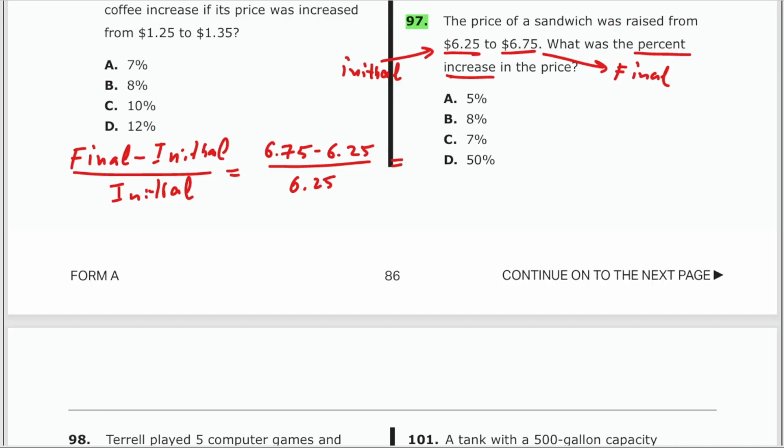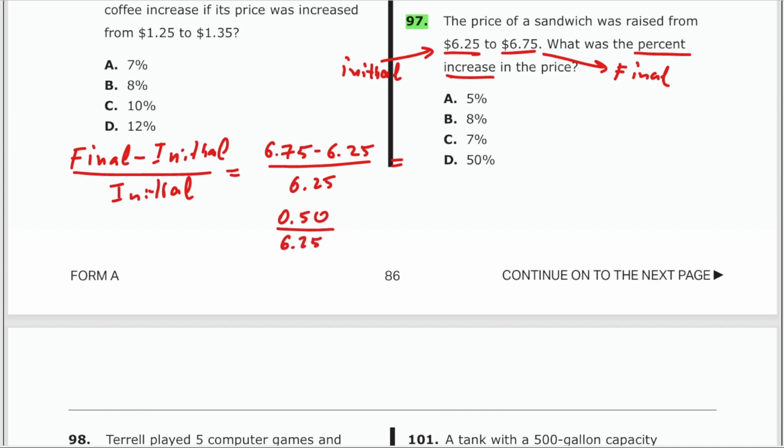Now, if it's difficult for you, think about this: $6.75, turn it into money. Well, which is already in dollars, right? $6.75 minus $6.25. How much? 50 cents. 50 cents, 0.50 over 6.25.